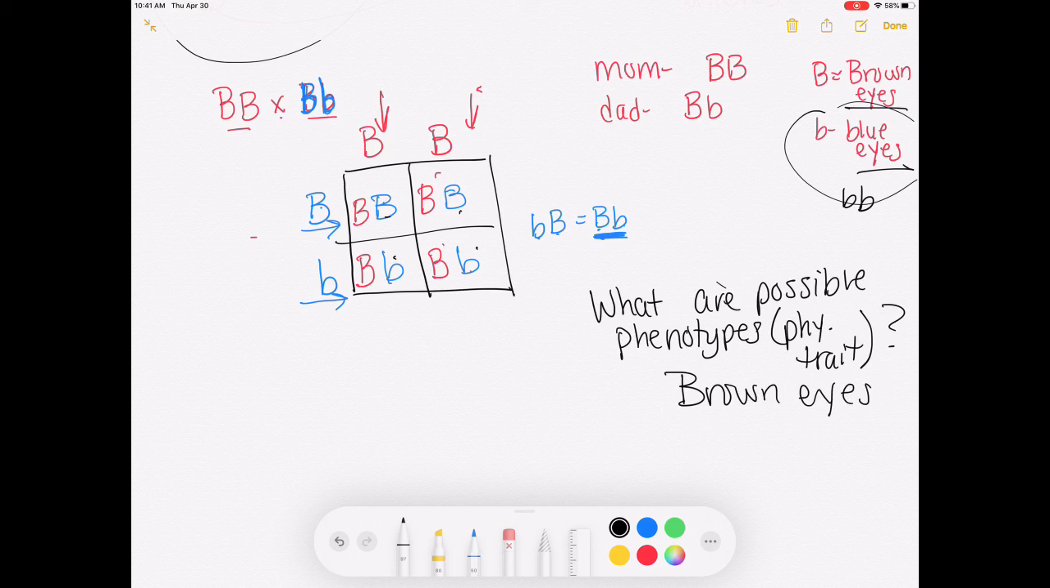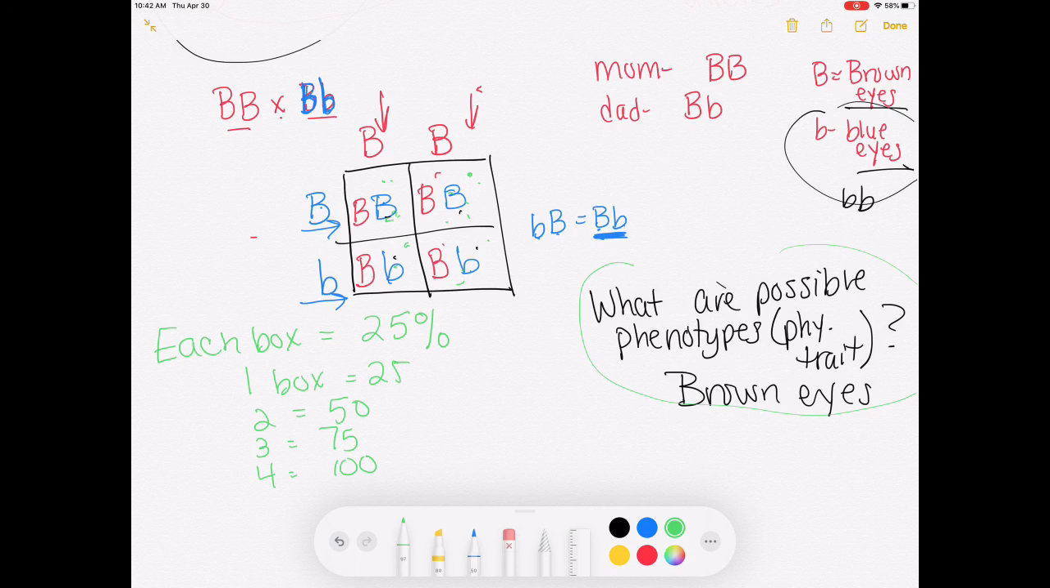Now, something I should have said before, and I didn't, each box here has to equal a percentage. So if all four boxes together equal 100%, what do you think one box is going to equal? 25%. So it's just like in a dollar where there's 4 quarters in a dollar. Each box is 25, 25, 25, and 25. Okay? So one box is 25%. 2 is 50. 3 is 75. 4 is 100. So if I ask you to tell me the phenotypes in percentage, you would say 100% brown eyes.